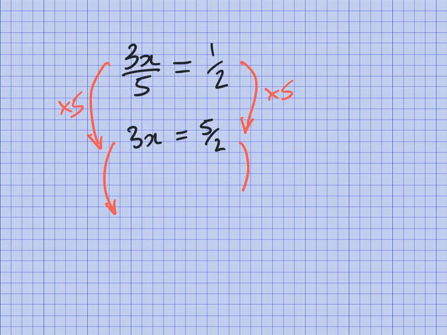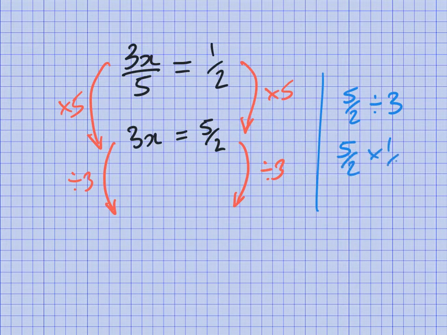Now the inverse of times by 3 is divide by 3. Now dividing by 3 means that I'm doing this essentially. Let me just do a little bit of work over here. I'm doing 5 over 2 divided by 3, which is the same as 5 over 2 times by a third, because we remember that from our year 7 work, working with fractions. So that gives me 5 over 6. So I think my answer then is that x equals 5 over 6.